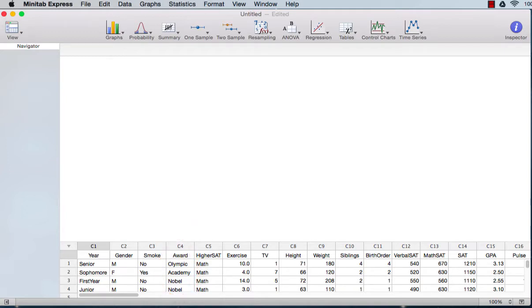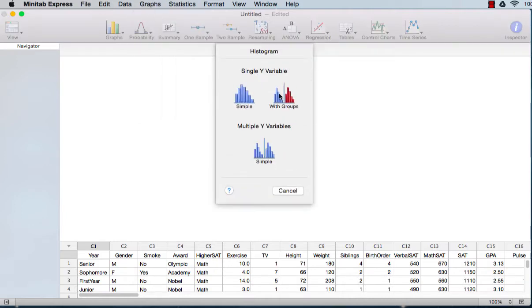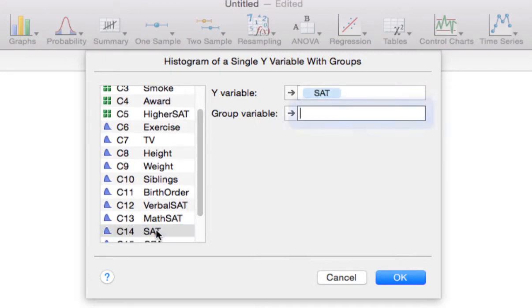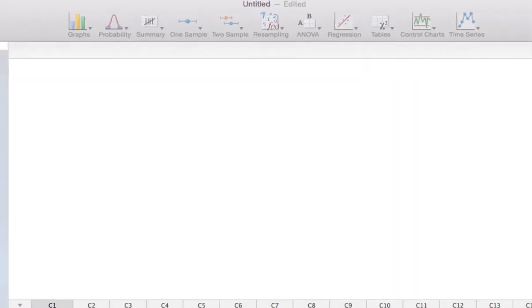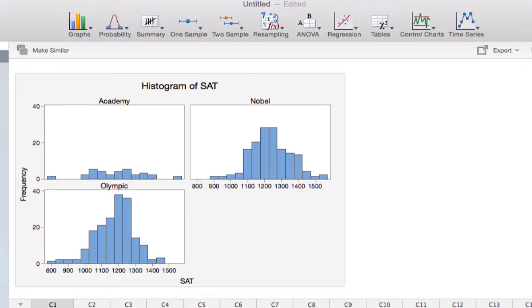The second assumption is that SAT scores are approximately normally distributed in each of the three groups. To check this, we can construct a histogram or dot plot with groups. I'm going to construct histograms with groups. Our Y variable or response variable is SAT scores, and our grouping variable is award. Here we have a histogram for each of our three groups.